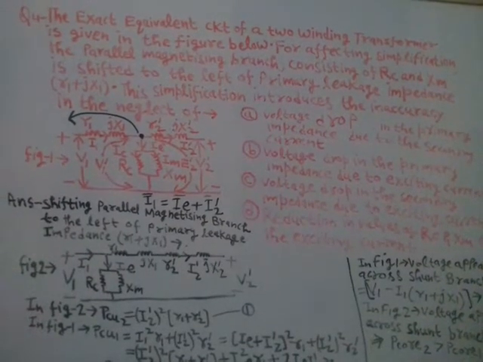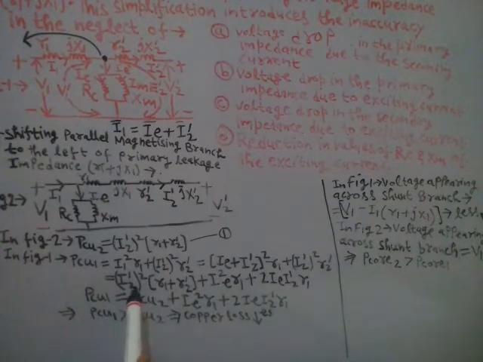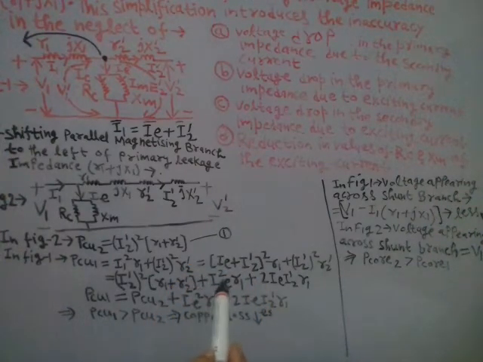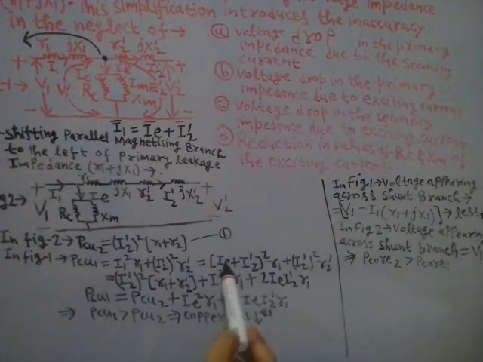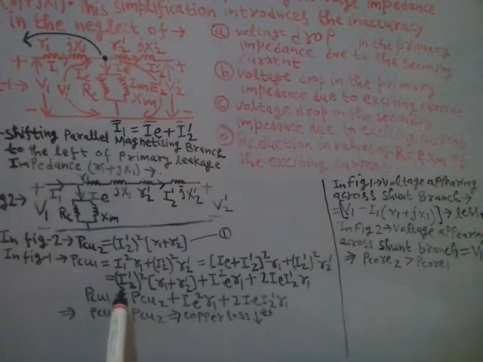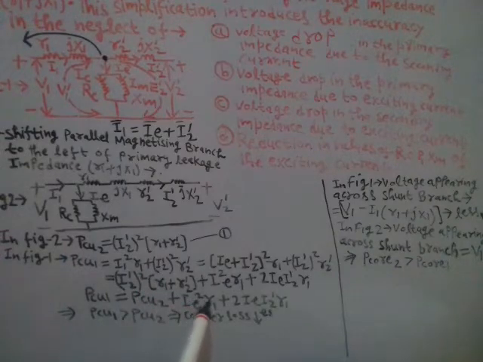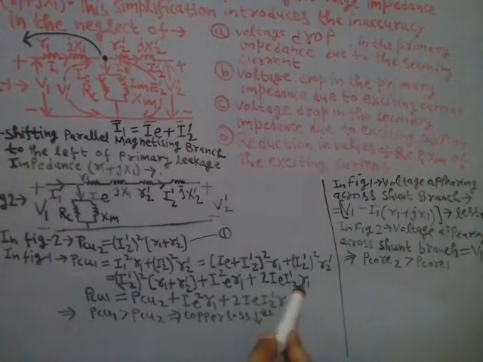Now let me analyze further. I2 dash square you take common, in bracket it will become R1 plus R2 dash, plus the remaining parts. When you open this whole square of IE plus I2 dash, you get IE square R1 plus 2 IE I2 dash into R1; these are the remaining terms. I2 dash square is common in R1 and R2 dash, so take it common, in bracket you write R1 plus R2 dash, plus the remaining terms IE square R1 plus 2 IE I2 dash into R1.